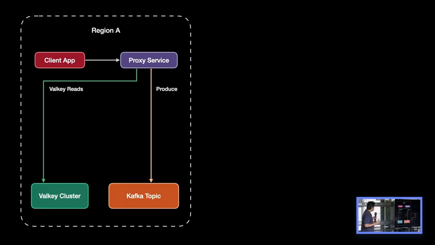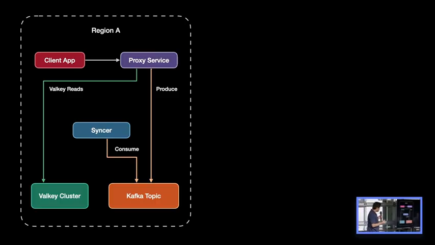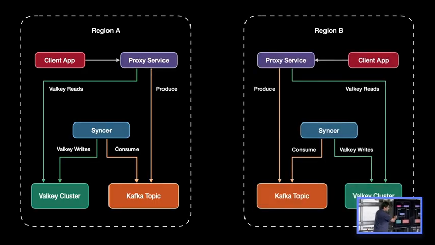the write. And there is a component called the syncer. This component asynchronously consumes records from this topic and then applies these write operations to the Valkey cluster. So as you can imagine, the same thing is happening in another region as well. These 2 regions are now functioning independently as independent Valkey clusters.